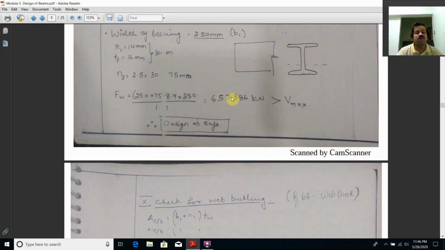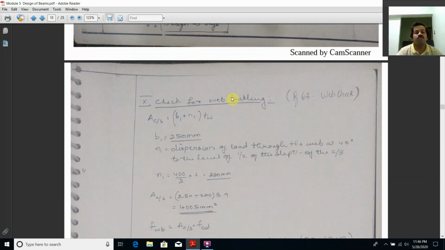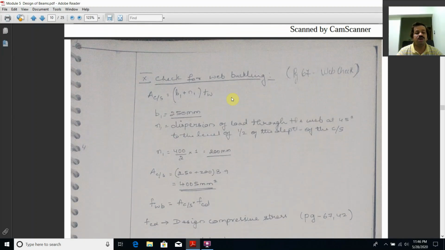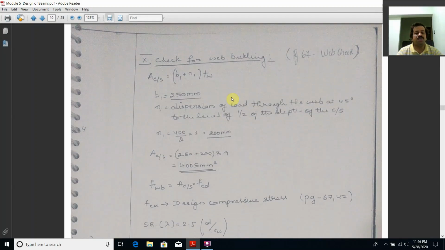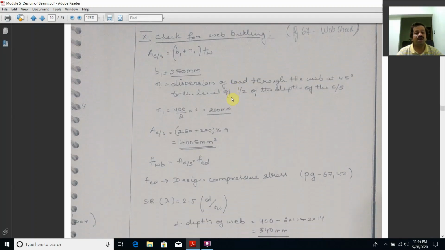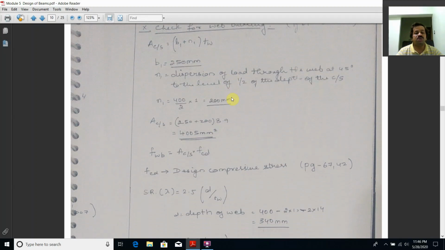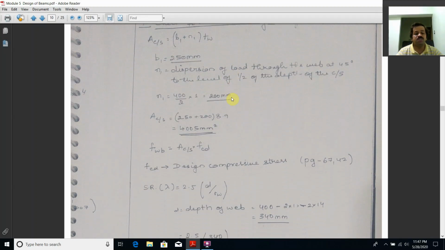The same way you check for web buckling. So what is web buckling? Here we again refer to page number 67 and do this problem. B1 is 250, N1 is called the angle of dispersion at 45 degrees, hence 400 by 2, that is 200 mm. Then find out the area, that is 250 plus 200 into 8.9, I get 4000, substitute here.